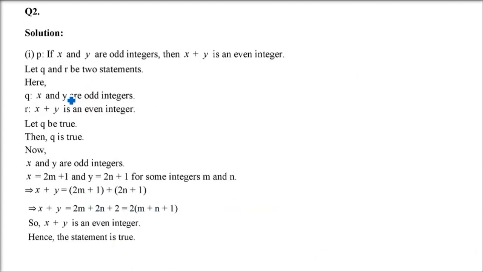Okay, question number 2 here. Check whether the following statements are true or not. So there are two statements. First, the statement P: if x and y are odd integers, then x plus y, x addition y, is an even integer. So let us see here.